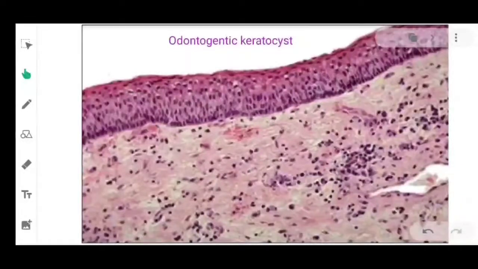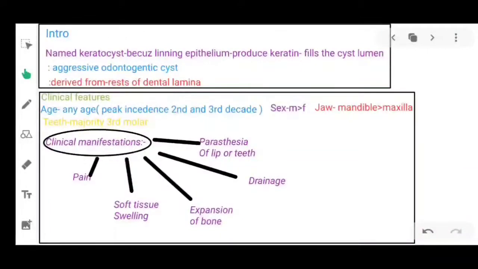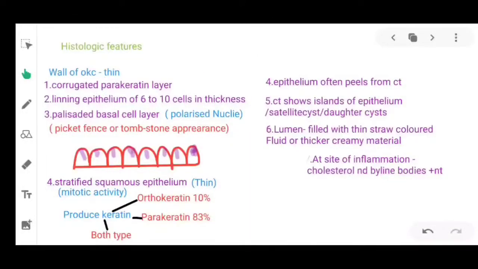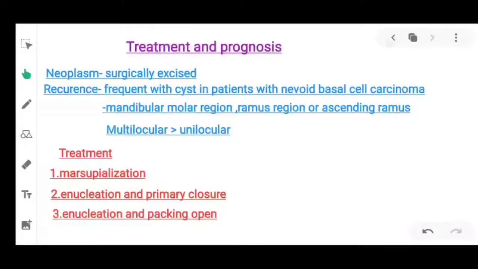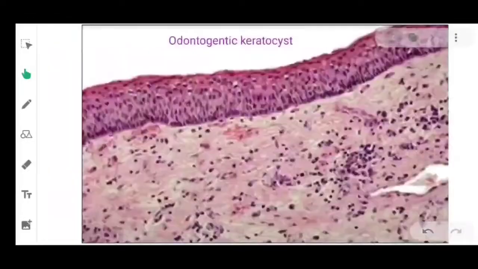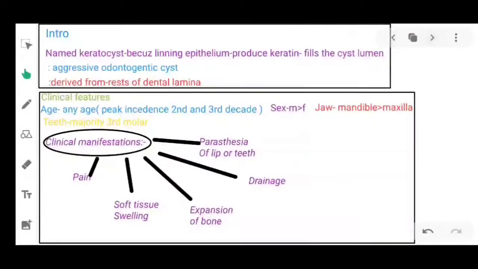First, odontogenic keratocyst. If this is asked as a short note, we will write the intro first, then clinical feature, then radiographic feature, then histologic feature, and then treatment and prognosis. With histological feature, please try to draw an H&E diagram of OKC. Now let's start. Intro. Why is this odontogenic keratocyst named as keratocyst?